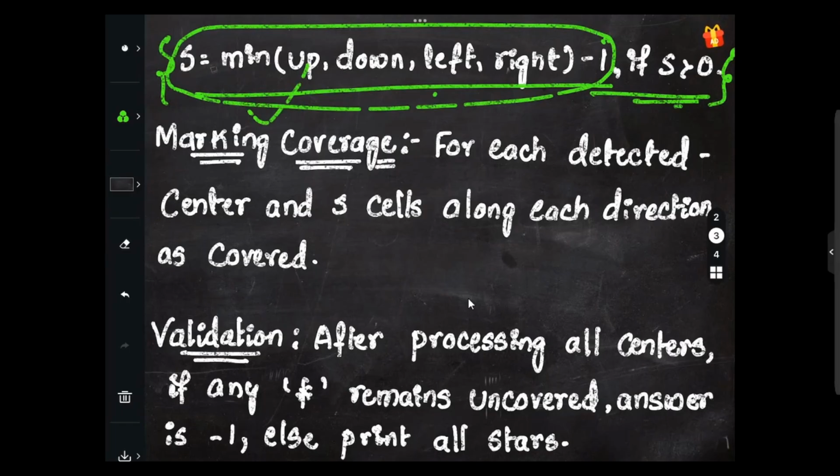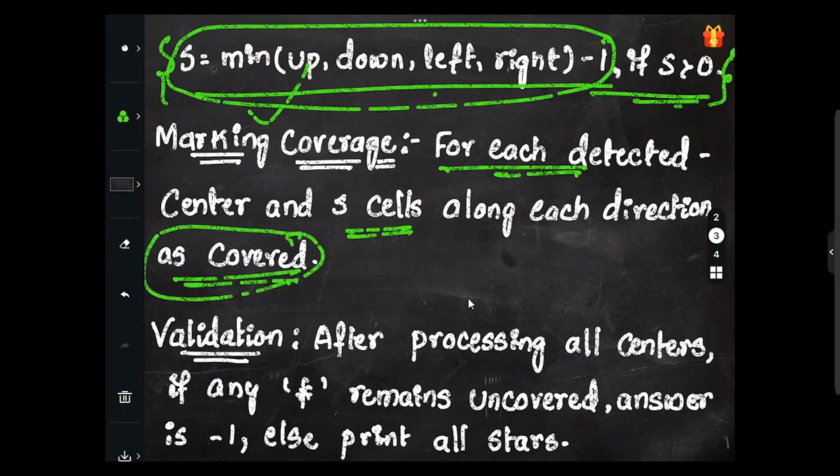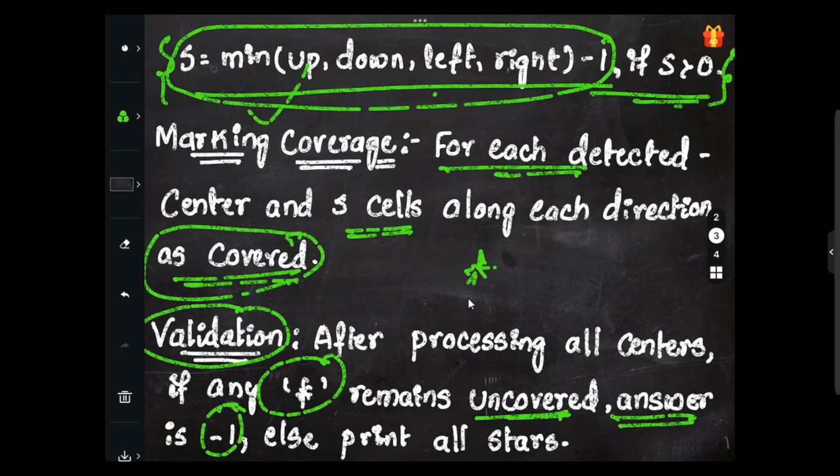Then we have to mark the coverage, meaning for each detected center, we mark S cells along each direction as covered. So this is fine. Now let's go with the validation part. After processing all the centers, if any star remains uncovered in the grid, we have to give the answer -1. Answer is -1, right? Else we have to print all the stars. So this is what we'll be doing.